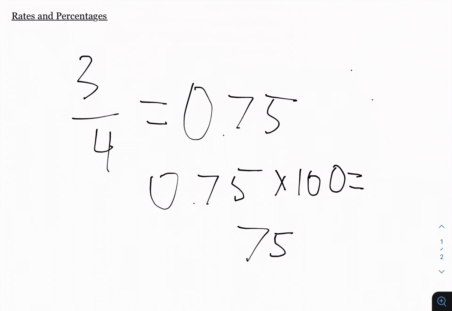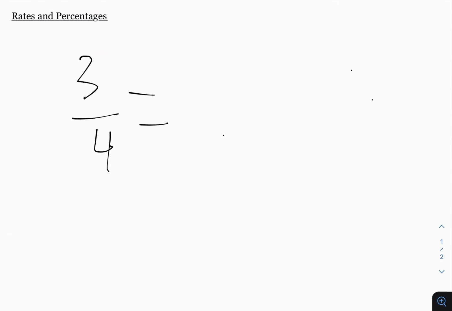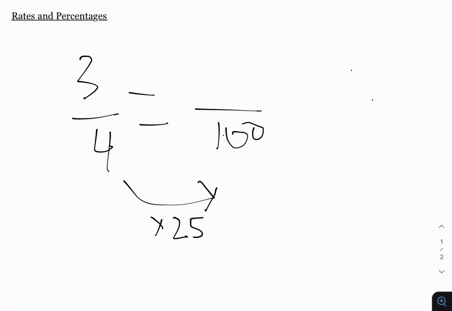So you just need to find the fraction or the decimal out of 100. If you don't want to convert the fraction to a decimal, you could have just made the denominator into 100. To make the denominator into 100, you have to multiply by 25 and multiply the top by 25. You get 75 out of 100, which is easily 75%.